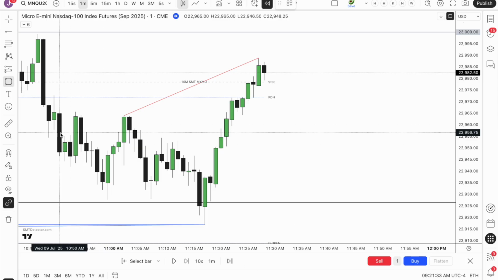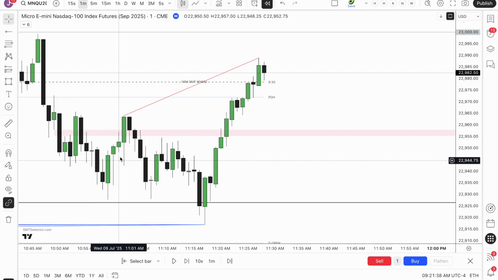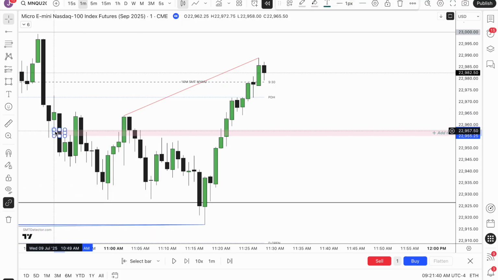This is a bad fair value gap to use. Price runs up in it, closes above it, closes back down below, closes above it. It's not being respected, so you don't want to use it.